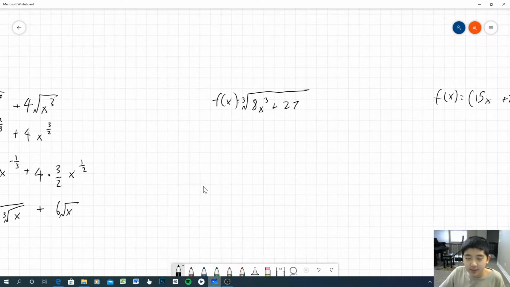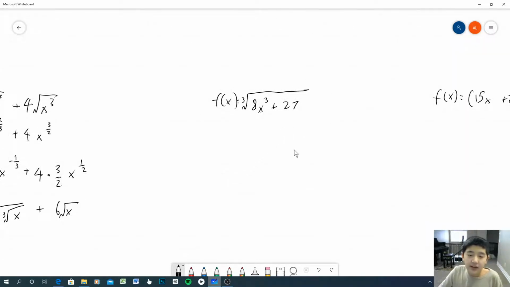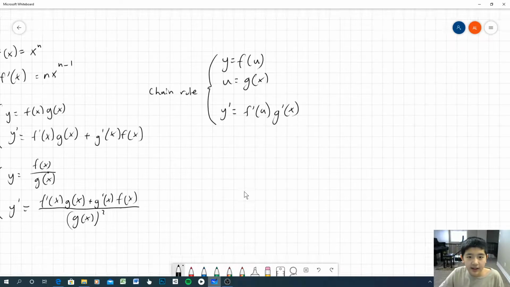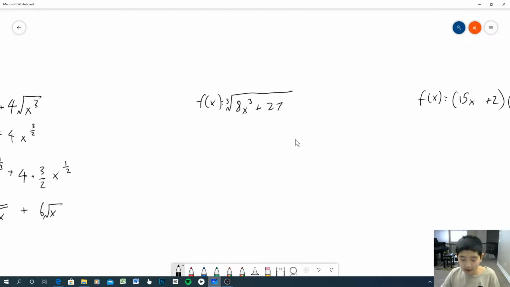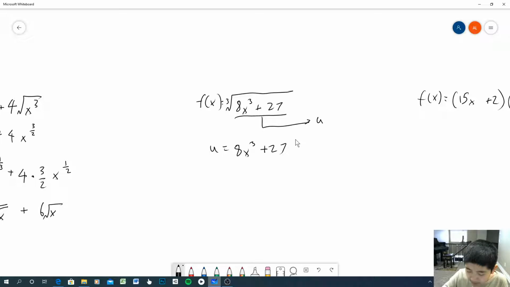So, our next problem, this one over here. This one will utilize the chain rule, stated over here. The chain rule over here can be seen in here. So this can become our u. So u equals 8x to the power of 3 plus 27. So f of u equals the cube root of u, and u equals 8x cubed plus 27.